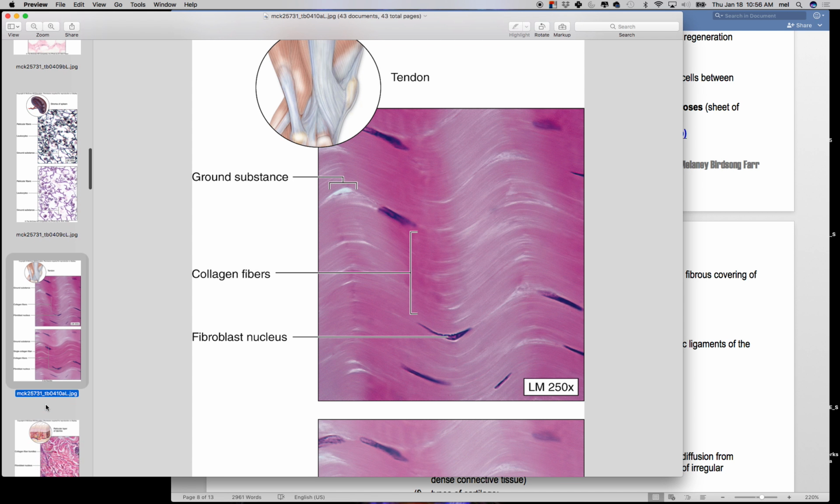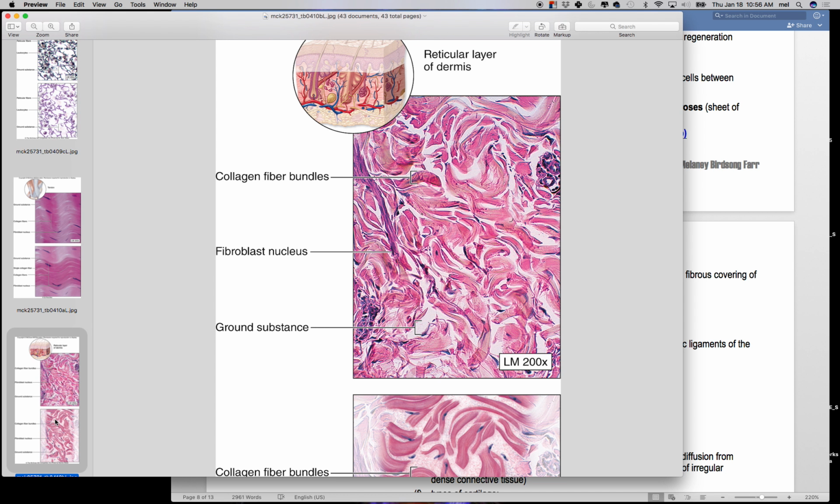Now, if I needed a net instead of a rope, I could use dense irregular connective tissue. So with dense irregular connective tissue, what I have is bundles of collagen fibers going a bunch of different directions. In both of those tissues, the cells are fibroblasts. By the way, if you can't figure out what to call a cell in a connective tissue, guess fibroblasts. Because like everything has fibers, so it's safer than most things, right?